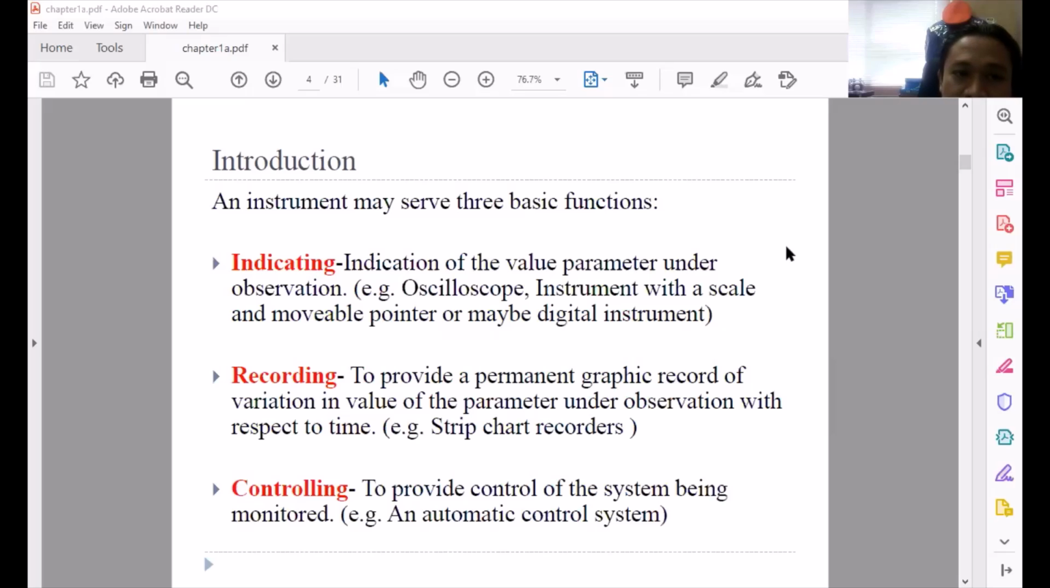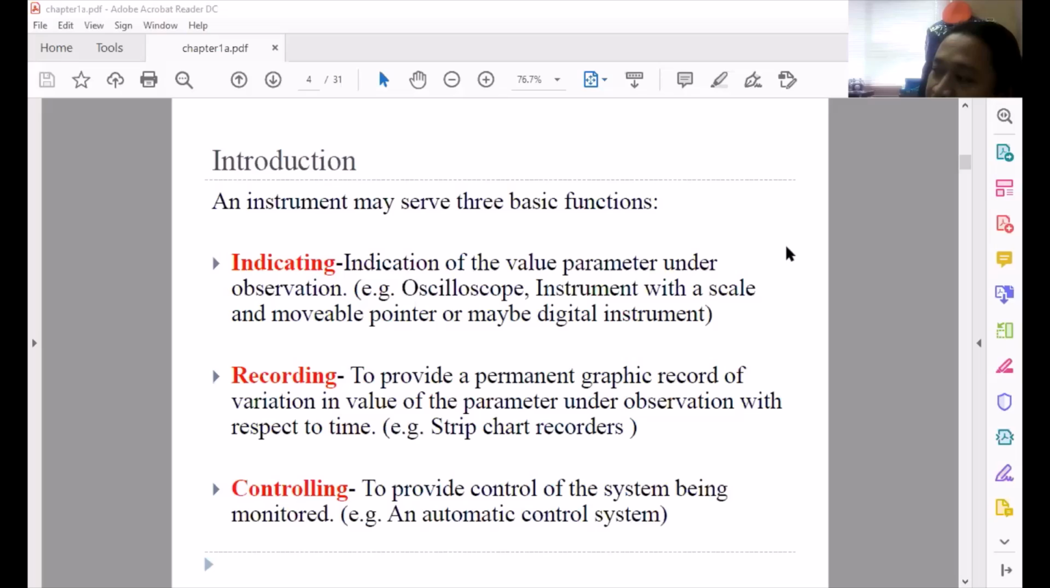All right. So next, the introduction: the instrument may serve three basic functions. The first is indicating. Indicating is the indication of the value of the parameter under observation.